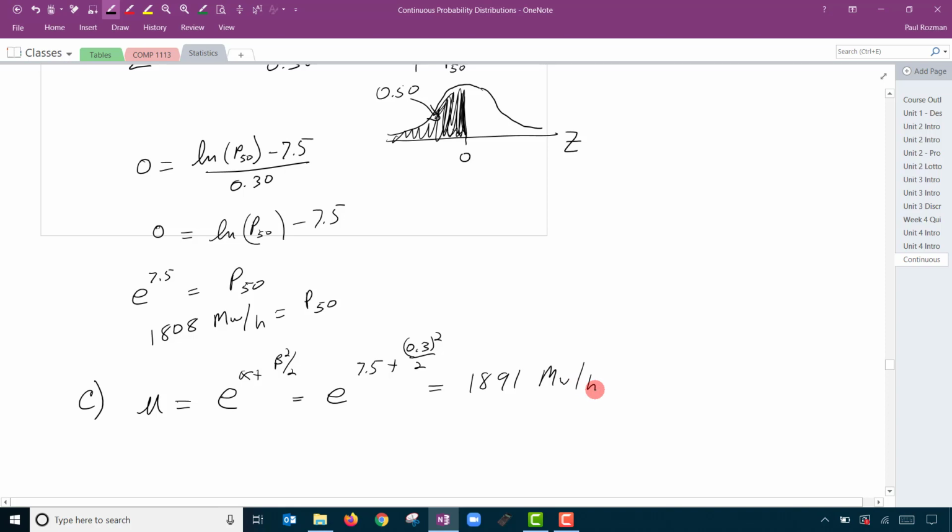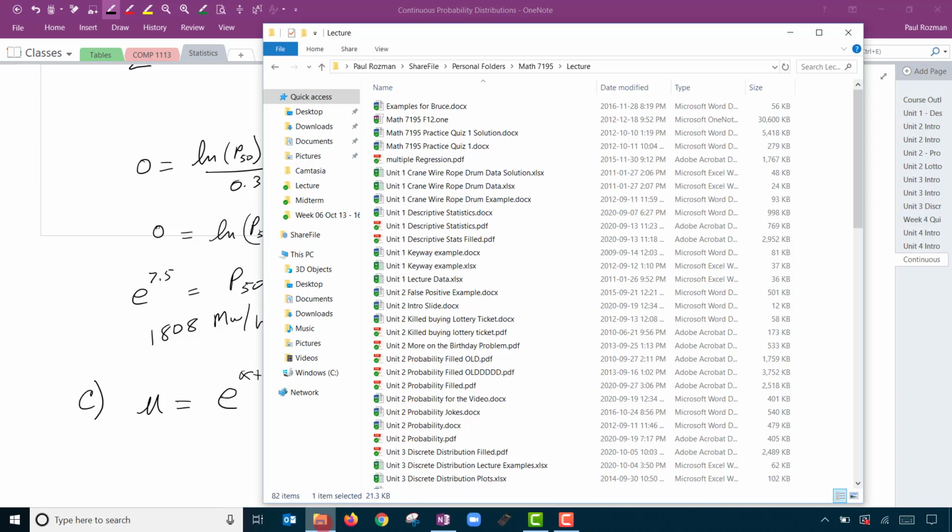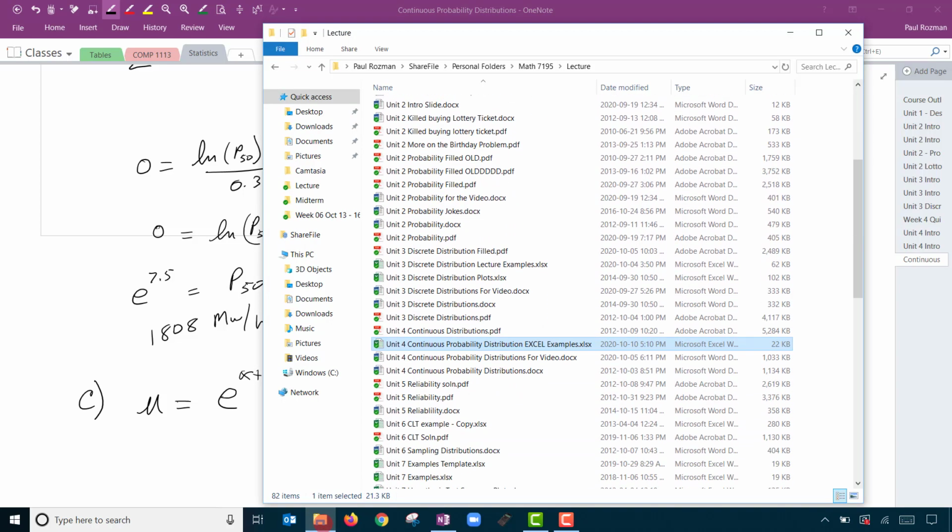Excel is even nicer for these things. It has a built-in log normal function. If we're trying to solve these things with Excel, we could open Excel. I have some examples here.